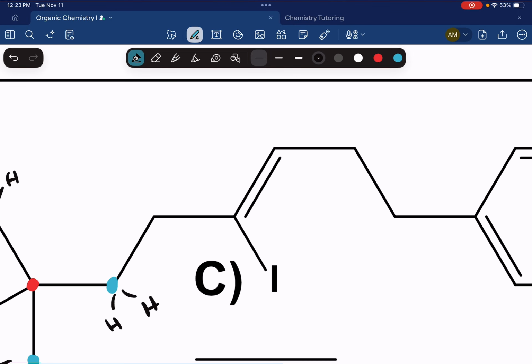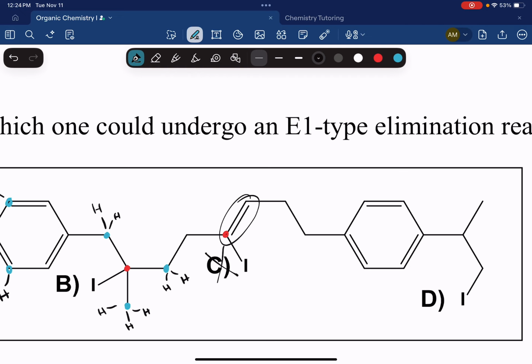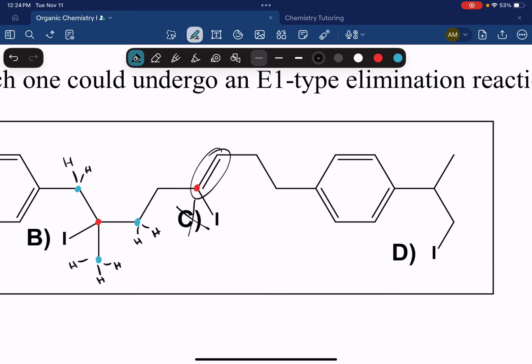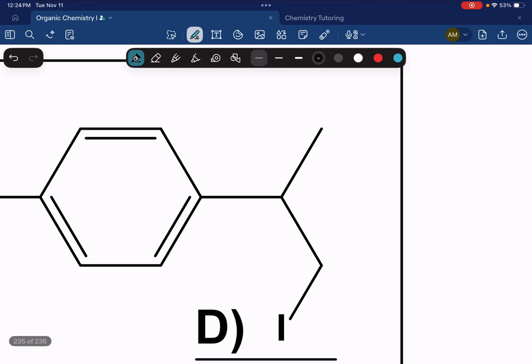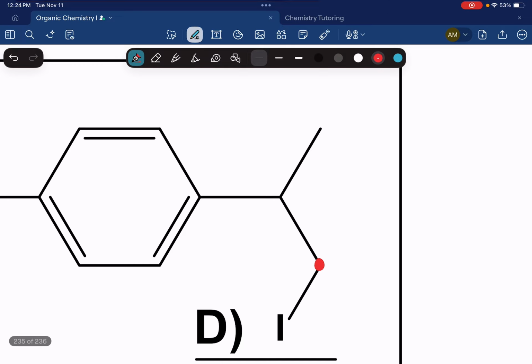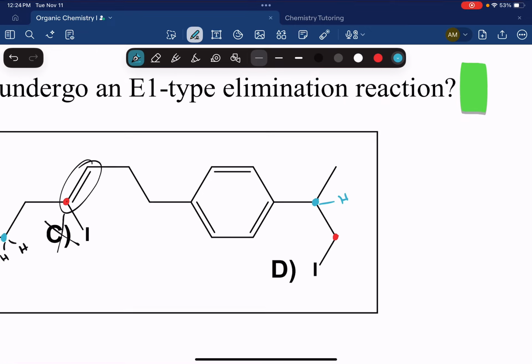So it can react. Alpha carbon. Ooh, double bond on our alpha carbon. Gone. We're forming a double bond, so that's not going to work. Then we've got alpha carbon, beta carbon, 1 hydrogen. Okay.